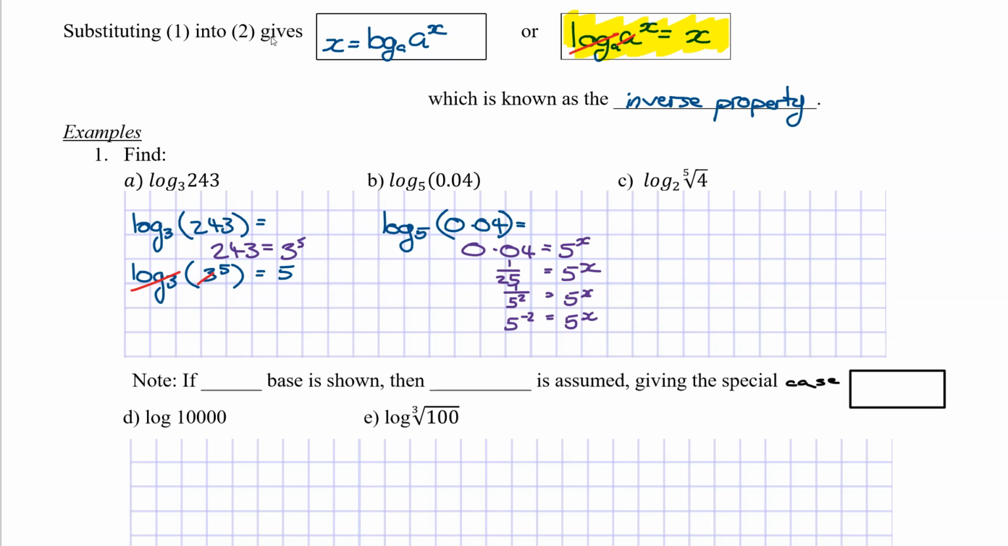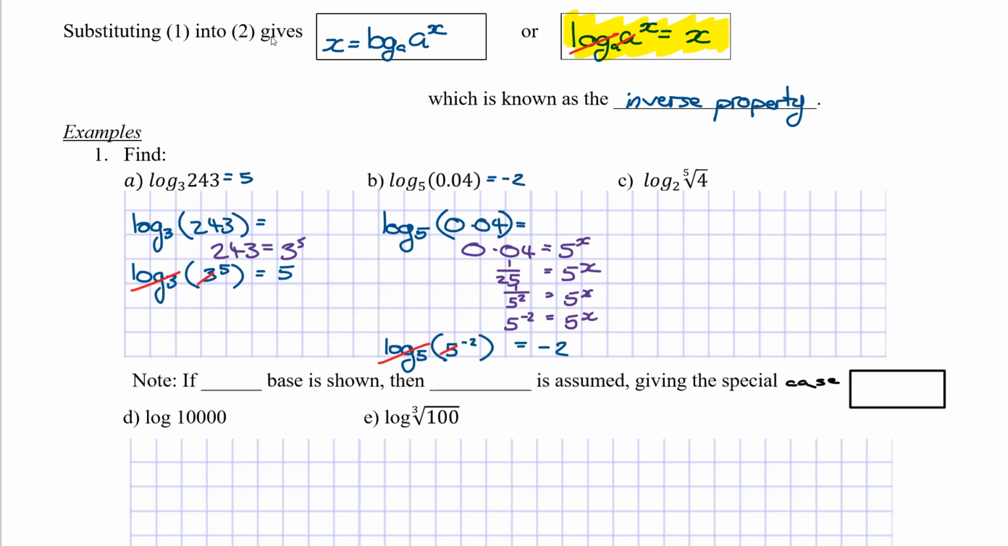So rewriting our logarithm, we can write it as log base 5 of 5 to the negative 2. And working with this, we see that the log base 5 and the 5 here, they cancel. So all we're left with is negative 2. So we can write log base 5 of 0.04 is negative 2. And this one was 5.